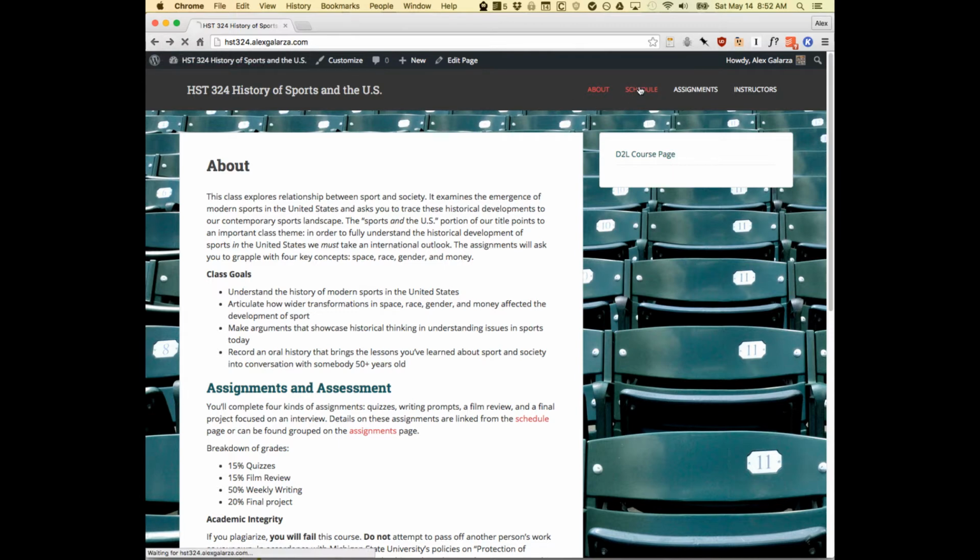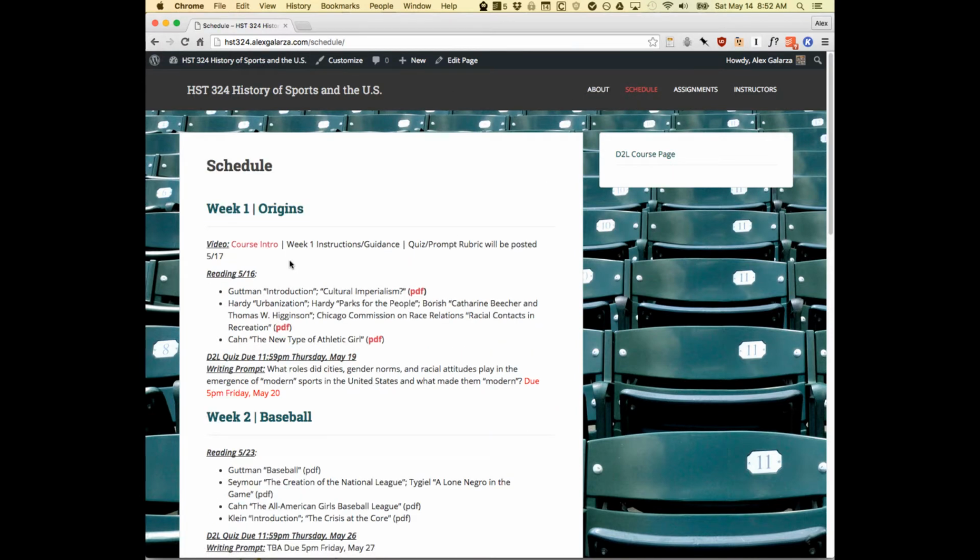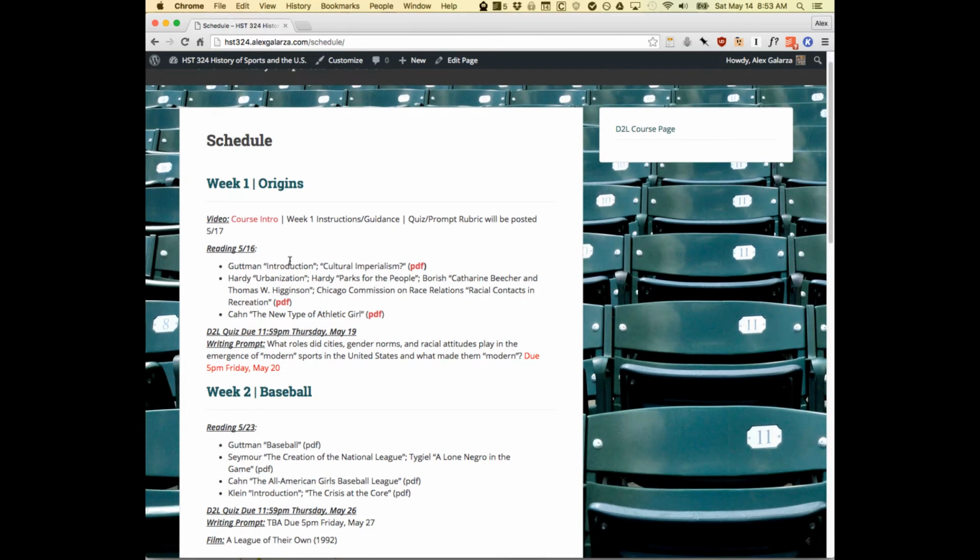Let's take a look now at the schedule page. This is the most important page for the class because it has everything that you need broken down on a week-to-week basis. So each week we'll have a video header, which will always be the place that you want to start because I'll record something that guides you through the readings. It's less of a lecture and really more of guidance, tipping you off to what you should be paying attention to in the readings. Not only for the quizzes and the prompts, but what's important and what kinds of arguments you see me making about moving through the content.